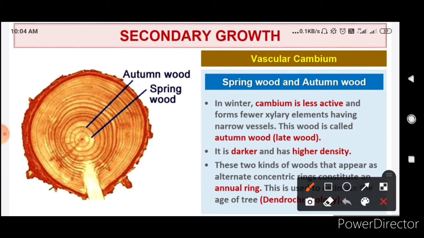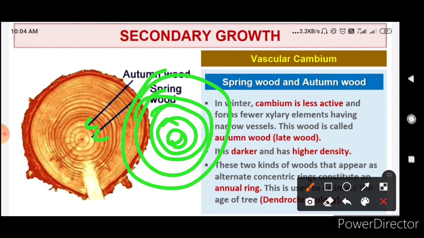So here you can say that the spring wood is light in color and the autumn wood is dark in color, and these concentric rings which are formed can be used to estimate the age of the plant because they will come yearly, season wise.